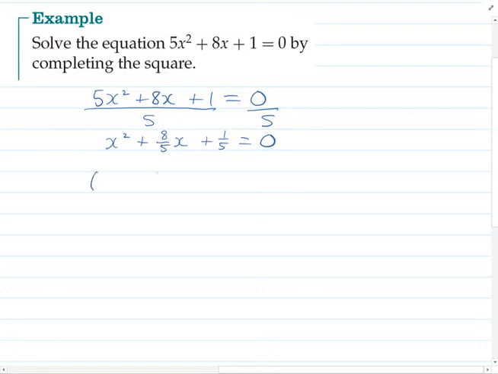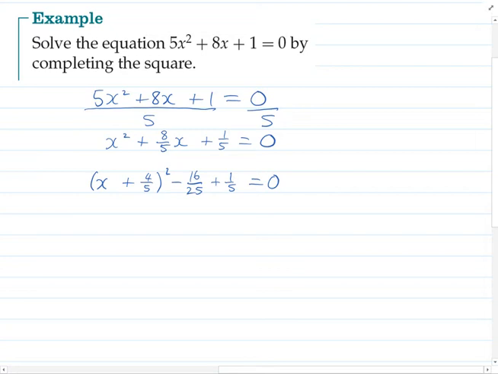So that means write a set of brackets with x at the start, and we have to half this coefficient. So half of 8 over 5 is going to be 8 over 10, and 8 over 10 simplifies to 4 over 5. We've still got that plus 1 over 5 here, so we'll write that in, plus 1 over 5. But we need to square this here. So that squared is going to be 16, we need to minus it, 16 over 25.